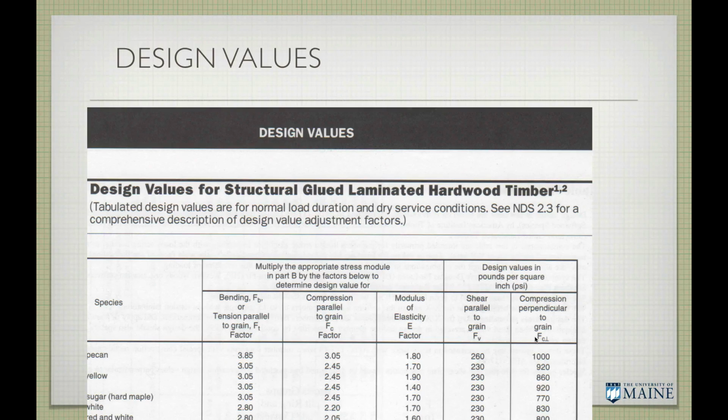There's no toughness value, there's no side hardness value, there's not tension perpendicular to the grain. There's just these 6 values. F sub T, F sub C, F sub B, E, F sub V, and FC perp. And for 98% of everything built, these are the only values that you need to look at the material behavior.